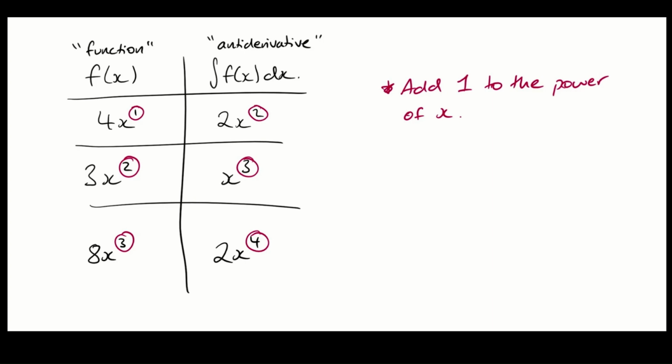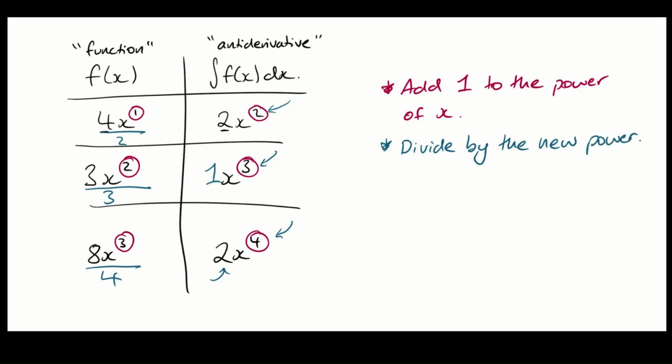The next thing to look out for is, what happens to this 4? This 4 becomes a 2. And how does it become a 2? It becomes a 2 because we divide it by our new power. We divide that 4 by that 2 up there. The same thing goes here: to get that 1, we need to divide our function on the left by 3, our new power. And the last one, our new power here is a 4, so we divide by 4, and 8 divided by 4 gives us our 2 there. So we need to add 1 to the power of x, and then divide by the new power.